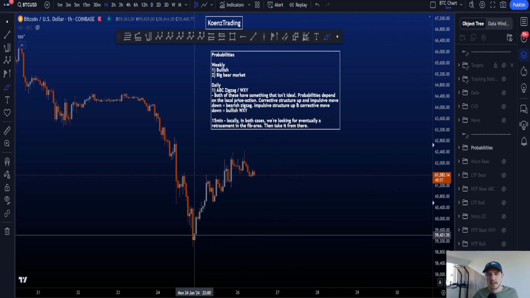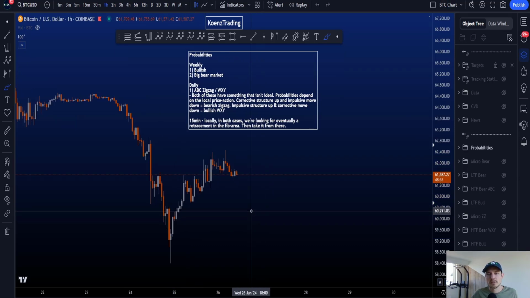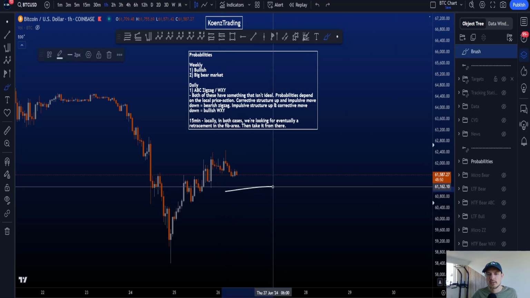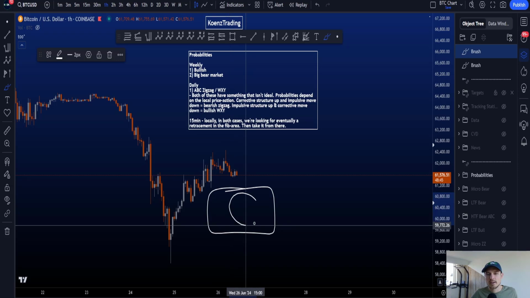On the 15-minute, however, in this structure over here, in both cases, we are at the moment still looking for price to move down into the fib target area between the 382 and the 886, and then we can observe the reaction.